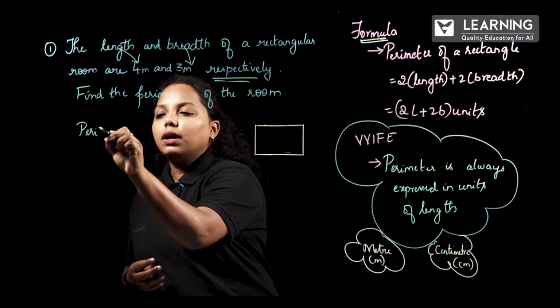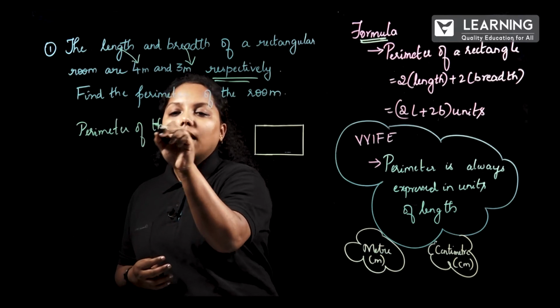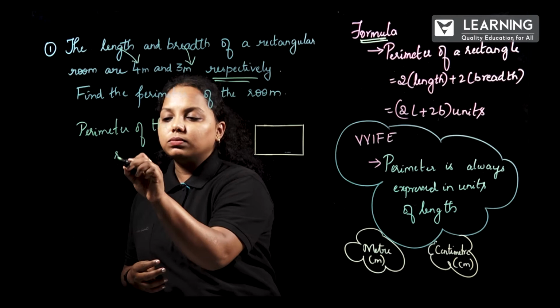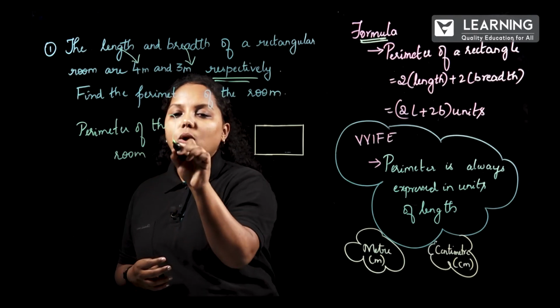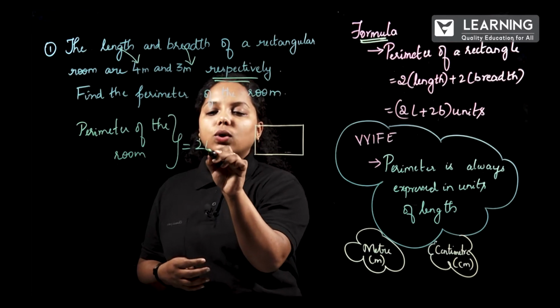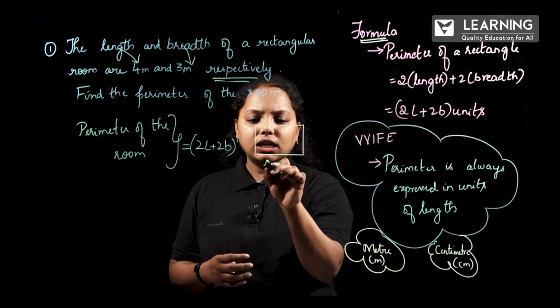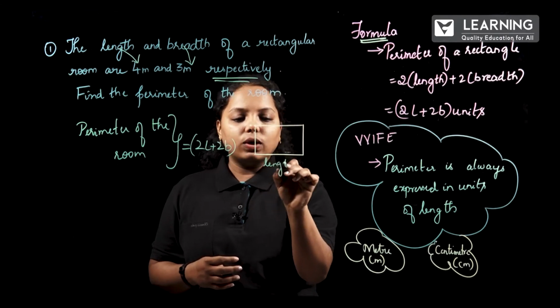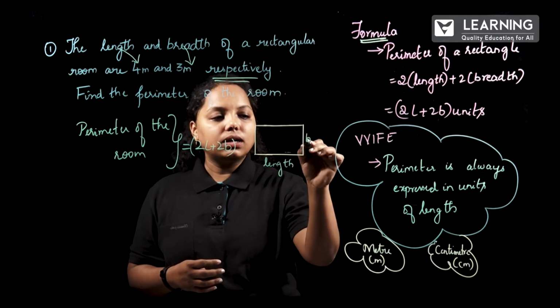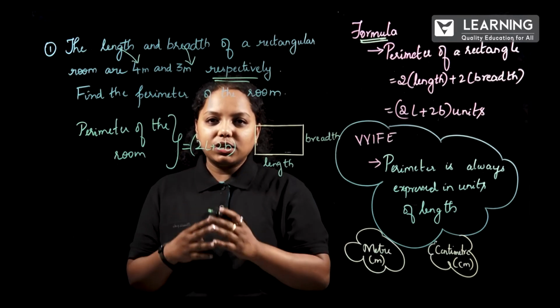So, now perimeter of the room. So, what is the perimeter of the room? Directly we shall write 2L plus 2B units, whichever it is. Here this is the length and this is the breadth. I hope you are able to clear this.